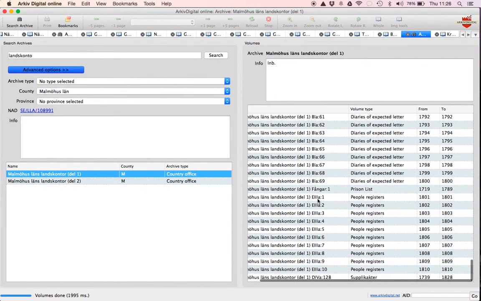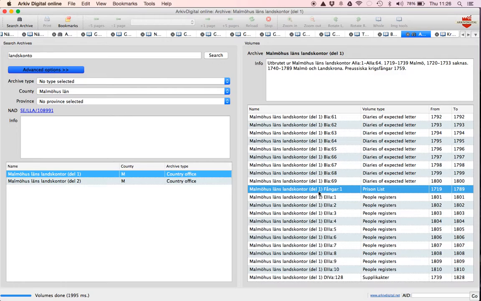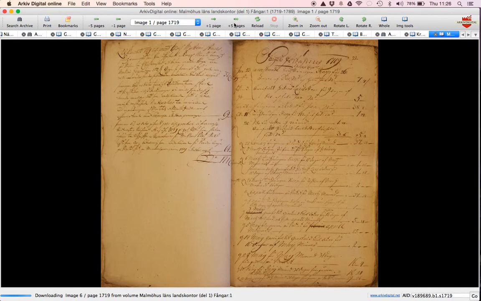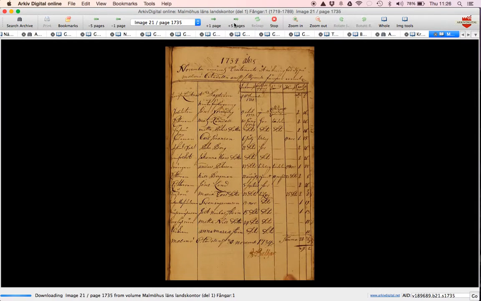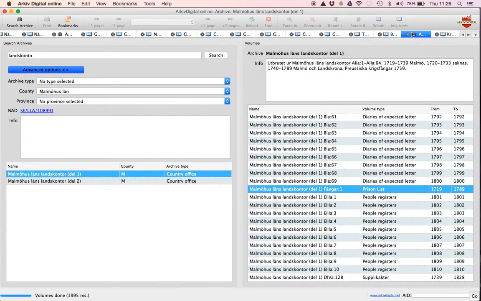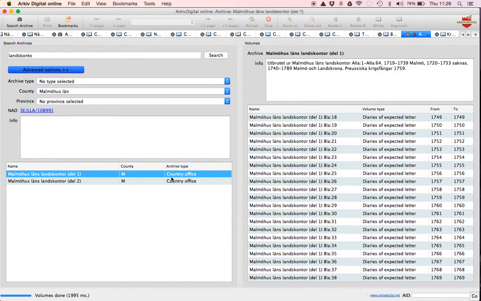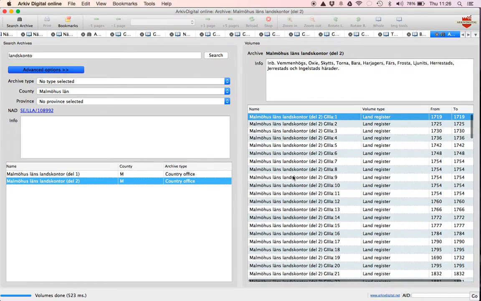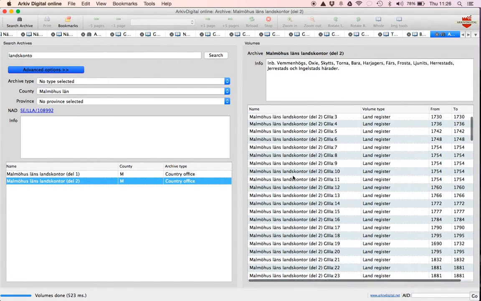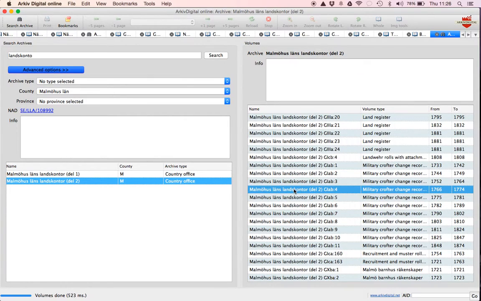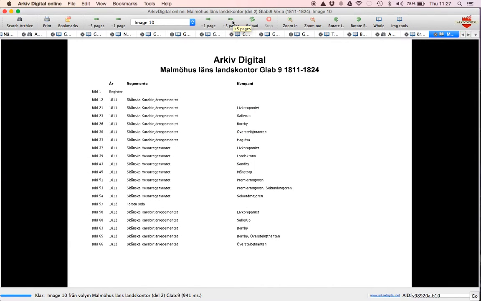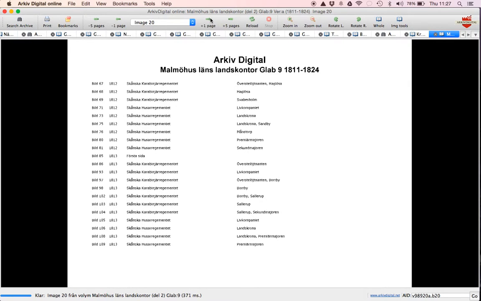Why should it be easy? People register. Prison list. Prison is normally very good, because then they tell you a little bit more about the people than you have in the household books. So that was county 1. Landregister. Military craft change record. So this is also a possibility. Norra Skånska is the wrong place. Here it's there.